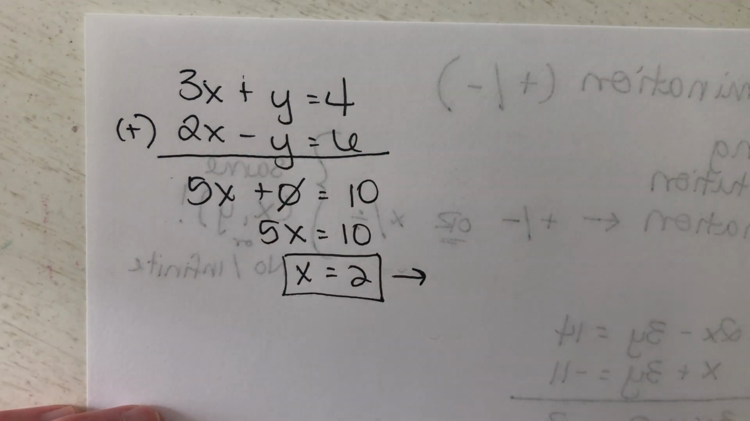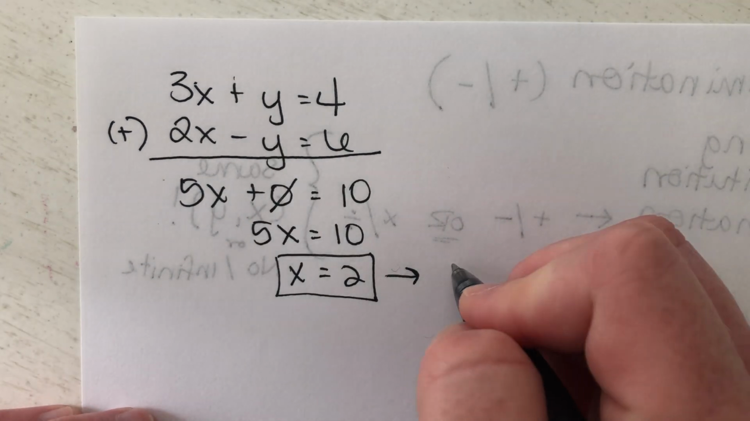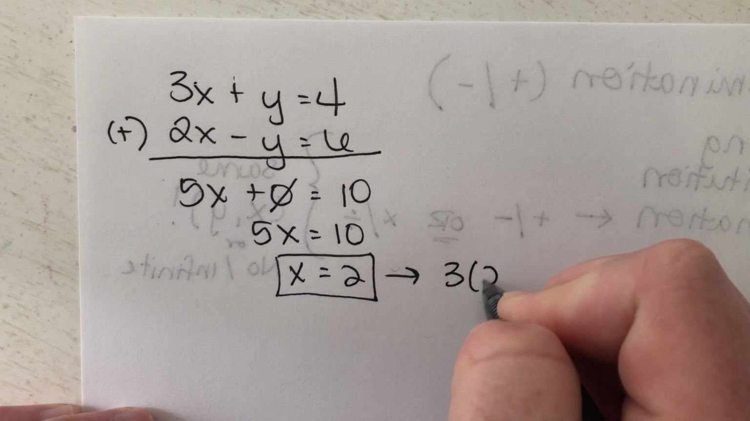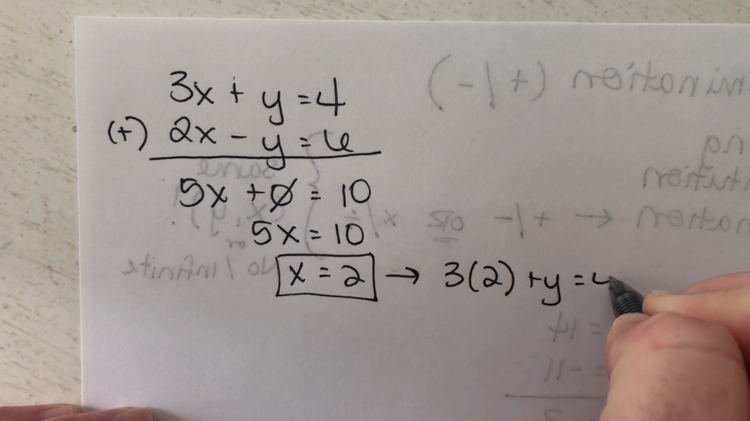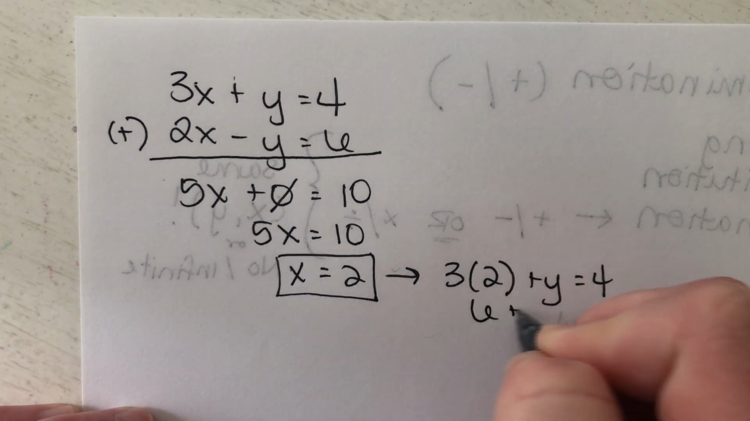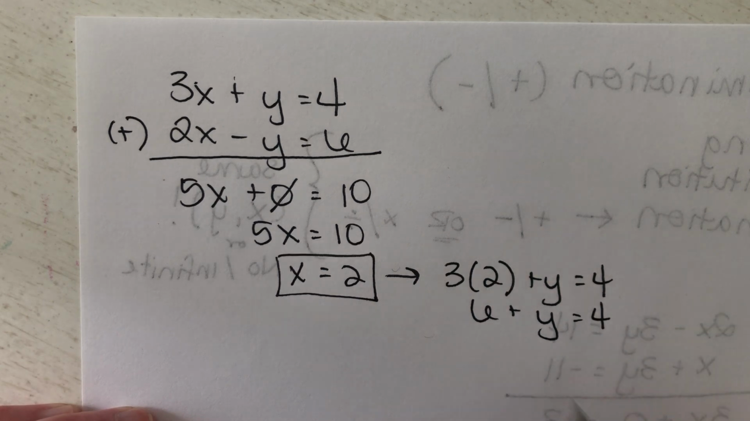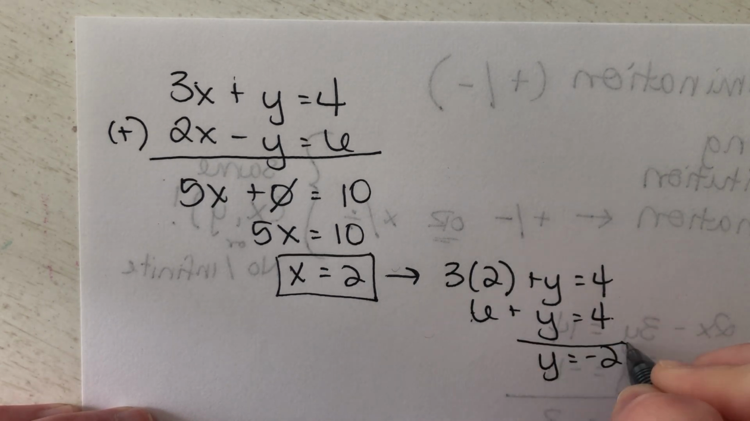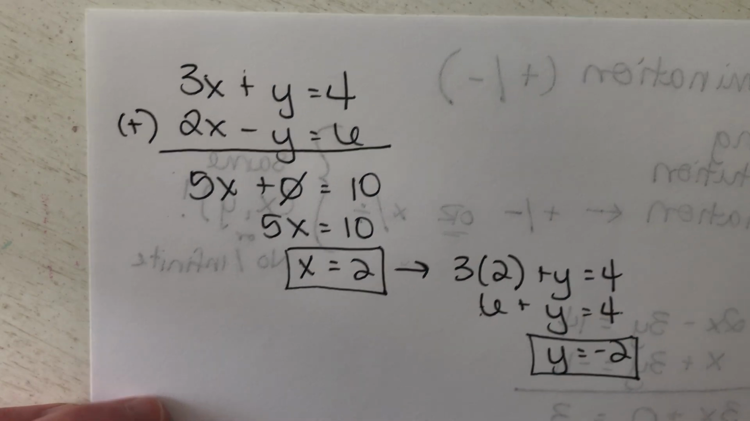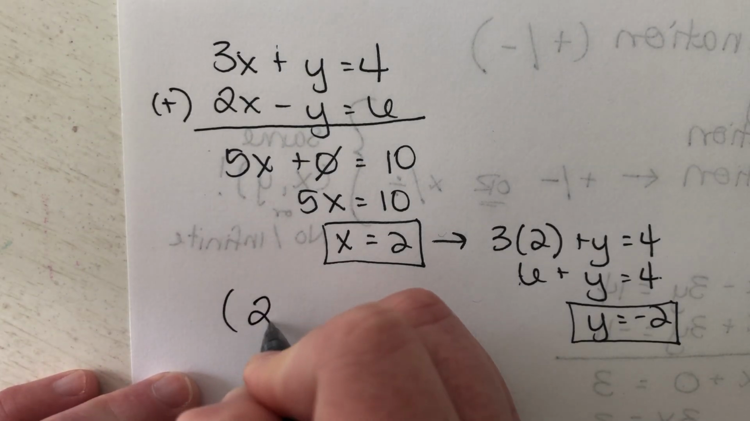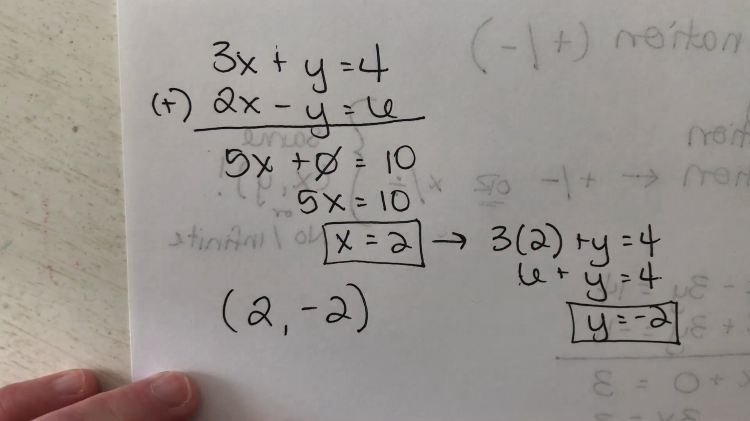So I'm going to go back up here. Doesn't matter which equation I'm going to use. I'm going to use the top one. 3 times 2 plus y equals 4. 6 plus y equals 4. Minus 6 from both sides. Y equals negative 2. Okay, so my solution here is 2 comma negative 2.